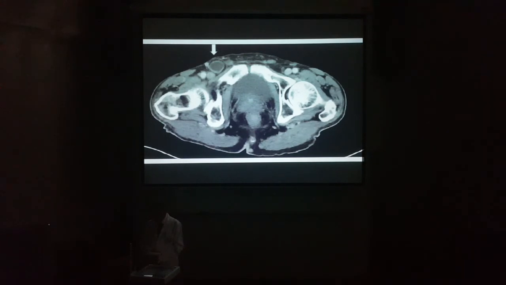Wow. Right? So this image makes us happy. It's one part of the loop of intestine.